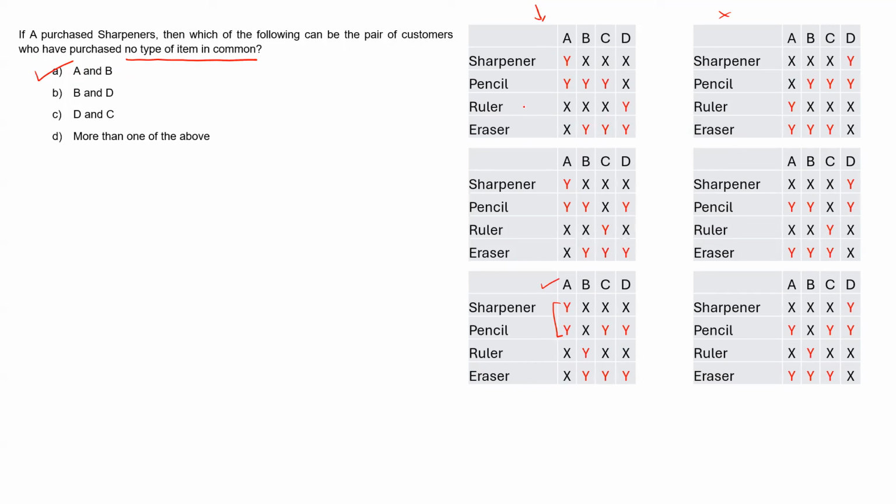Let's look at B and D. So B is purchasing pencil and eraser here, and here it is ruler and eraser. So if you see, eraser is common for both B and D in all the 3 cases. So B and D is not a possibility. Is C and D a possibility? No, because for C and D also, eraser is common in all the 3 cases. So this is also not possible. So the answer for this question is A and B, which comes from here.